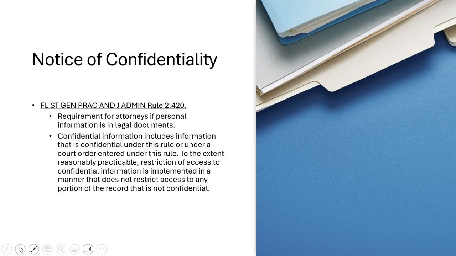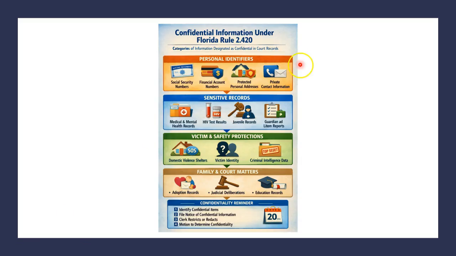A notice of confidentiality is another document that gets filed with the complaint. This is governed by Florida Rule of General Practice and Judicial Administration 2.420. If there's personal information in documents, it's important to file this document so that access can be restricted, because generally speaking, court files are available to the public record. So you need to use care and look for confidential information. I'm going to go into that in more detail in the next slides. So it's Rule 2.420 that governs this.